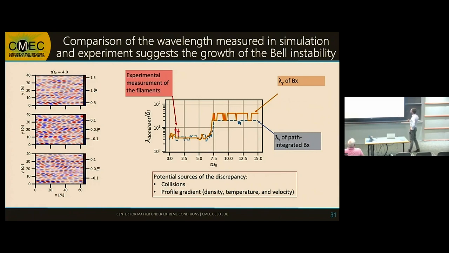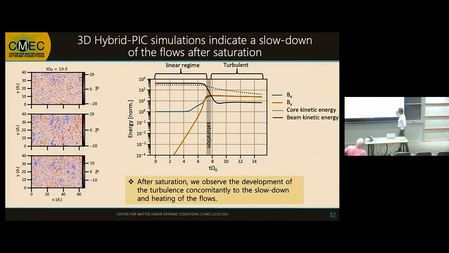So as I said, at 7.5 we reach the saturation. I just want to discuss a little bit this turbulent regime. Now I'm plotting the temporal evolution of the energy. Before 7.5, as I said, we're in the linear regime, meaning we just have an increase of the magnetic energy. When we reach that saturation, the flows are suddenly strongly slowed down and heated up. And then we reach this turbulent regime.